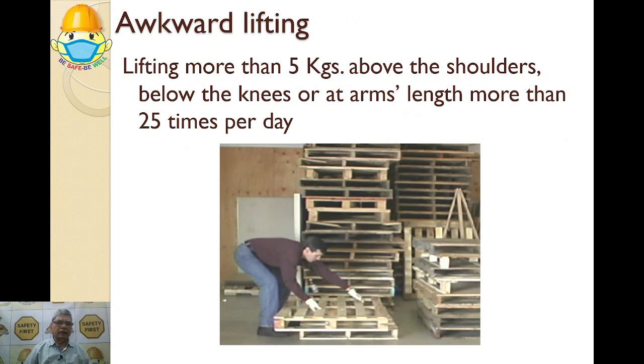Awkward lifting: more than 5 kg above the shoulders, below the knees. So you are bending when you are lifting it below the knees. Or at arm's length, more than 25 times per day. So if you are lifting more than 5 kg above your shoulder, again I am repeating, below the knees or at arm's length, more than 25 times per day. So the upper limit is 25 times in a particular single shift per day.